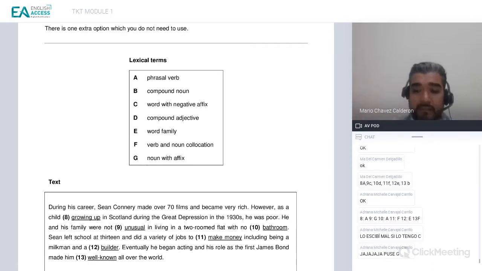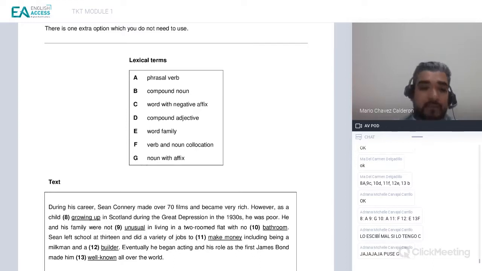Good job, Adriana. Good job, Carmen. Number 12, builder. Builder, it's a noun with an affix. Well known, that is a compound adjective. That is an adjective, well known.